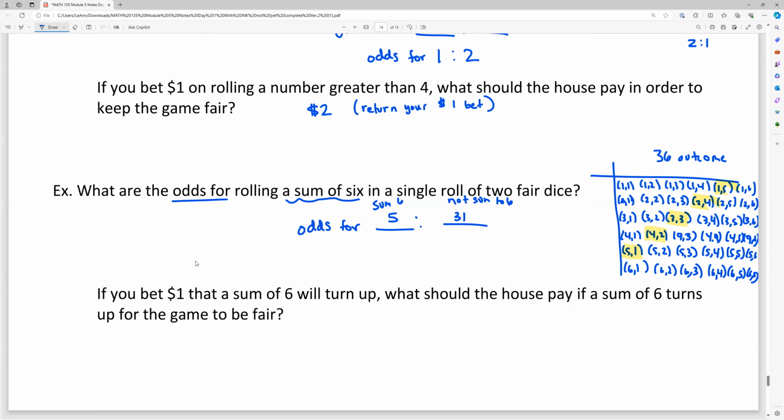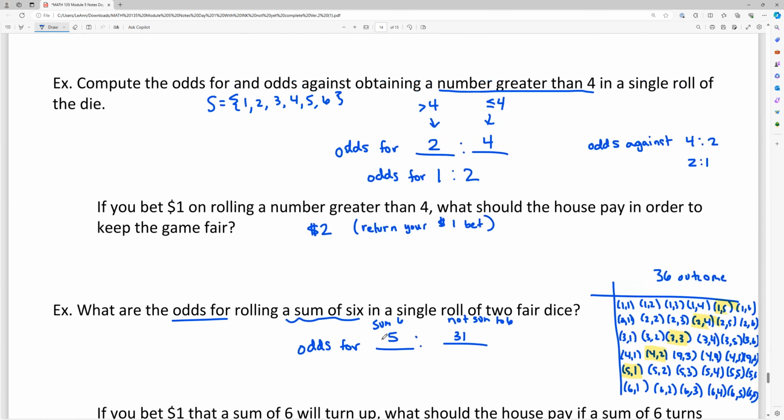Now, if you bet $1 that a sum of 6 will turn up, what should the house pay if the sum of 6 turns up for the game to be fair? For this one, it's a little different because you have your $1 bet, which is not what our odds are listed in. So let's talk about how we're going to figure this part out. I believe in the homework, they don't give you any of the specific types where you don't have a nicely even number, or where it doesn't turn out to be a 1 in the front. But essentially what we do to fix this is, and I believe they have you type all your odds in as fractions, which makes me angry because then people think it's probability.